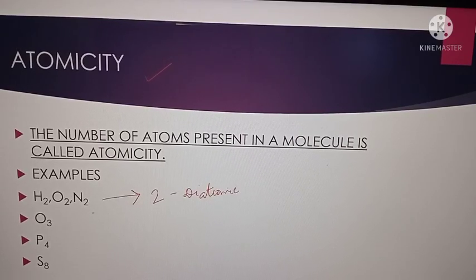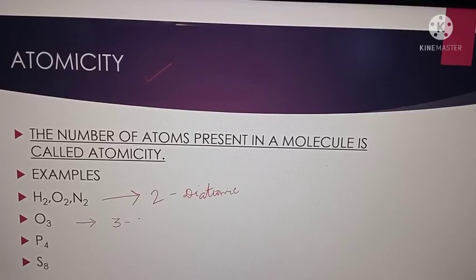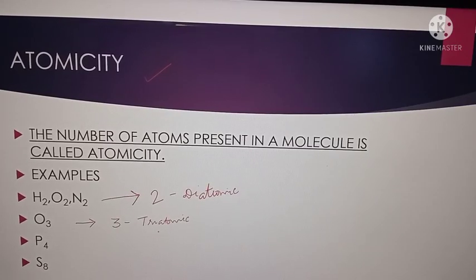Now you can see here oxygen, again, in the form of ozone. The molecular formula is O3. So O3 means the atomicity is 3, so it comes under triatomic. We can say it is a triatomic molecule. So after 3 onwards it will be called polyatomic.